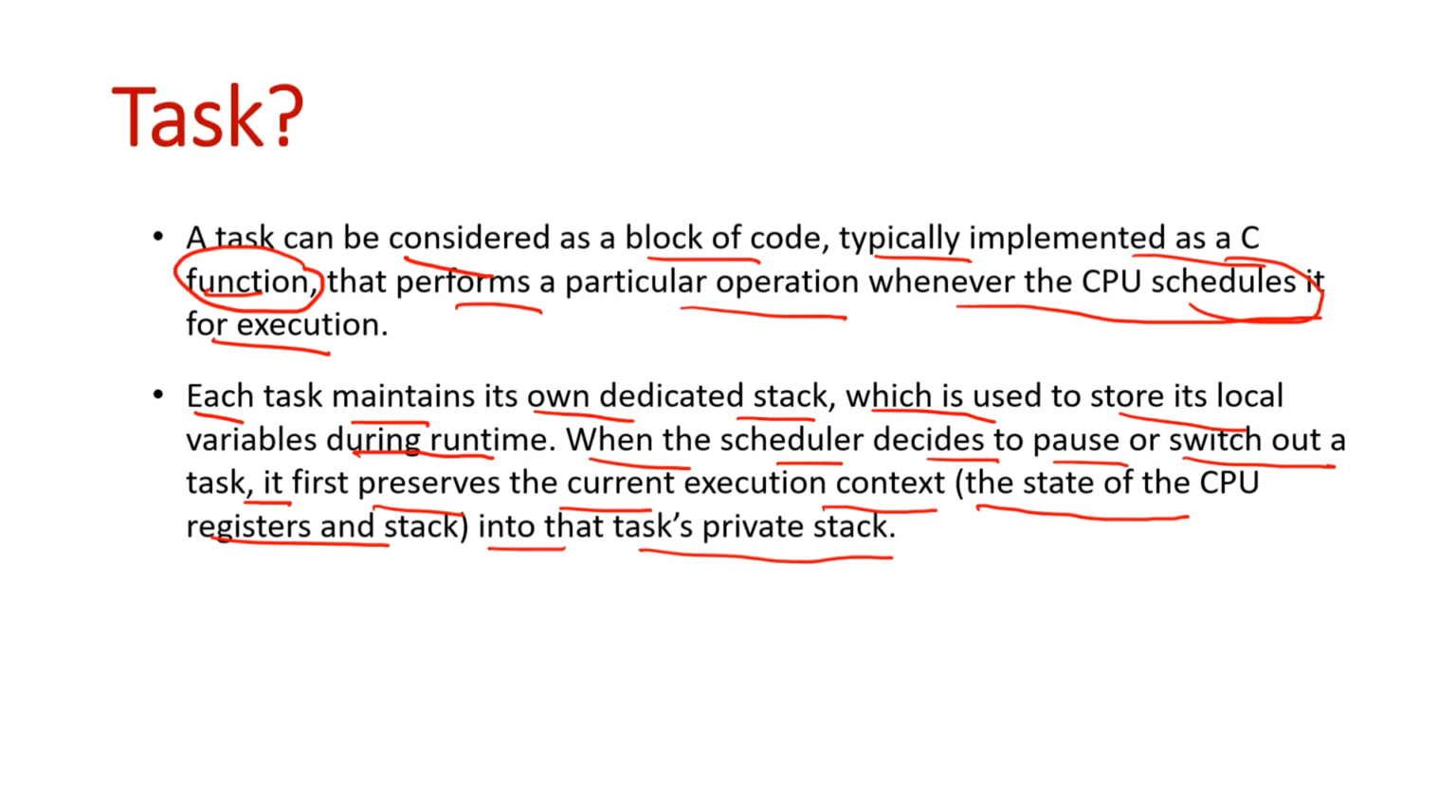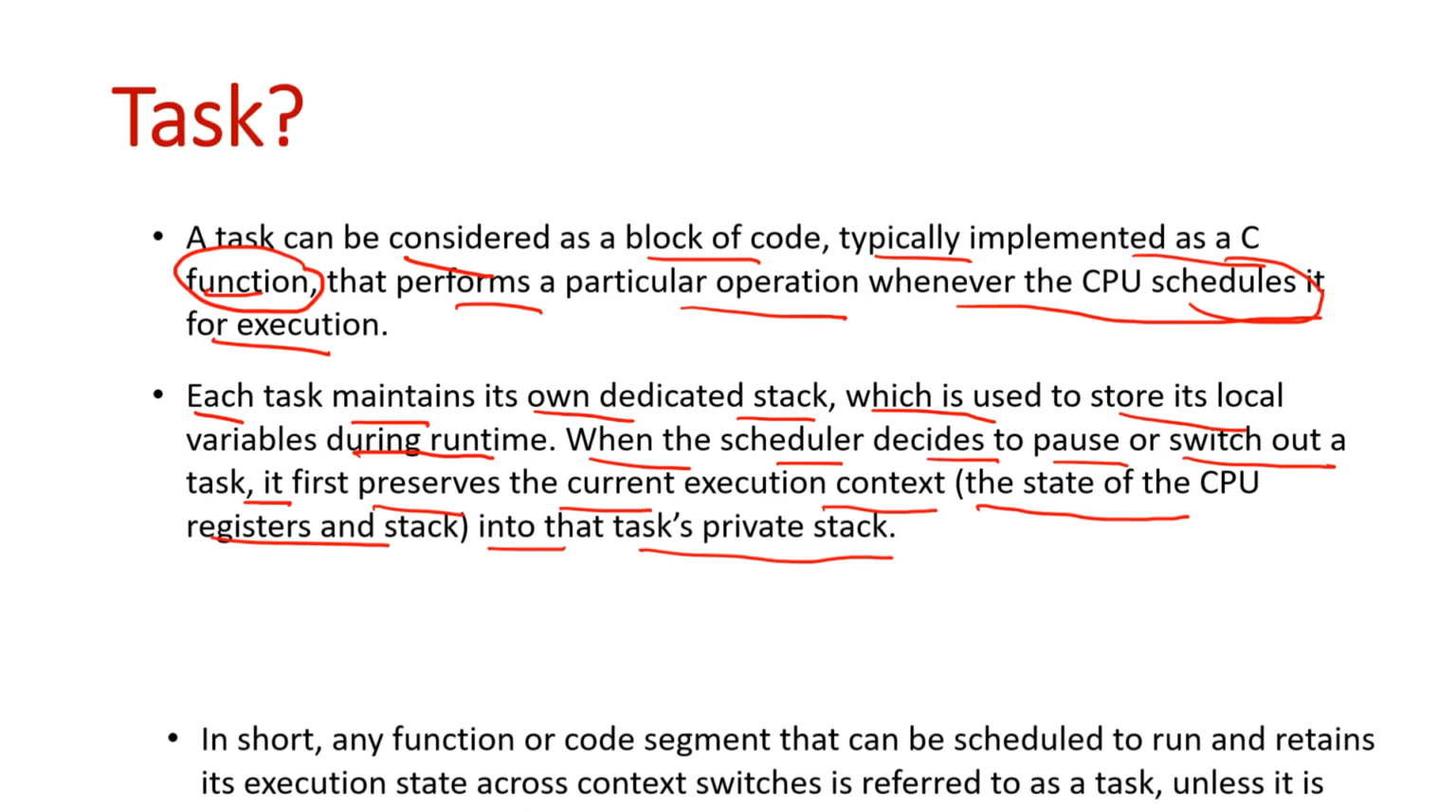What is the use of the task private stack? Whenever we are switching between multiple tasks, before jumping from one task to another task, it's our responsibility to store the task state. Task state is nothing but a combination of CPU registers and its stack value. So in this task state we will store all the CPU registers and the local variables of the particular task.